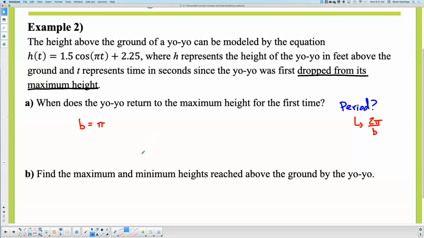Very good. So if our b is pi, then the period would equal 2 pi divided by pi. And 2 in this context refers to what? Let's add a unit to it. Seconds. In seconds.